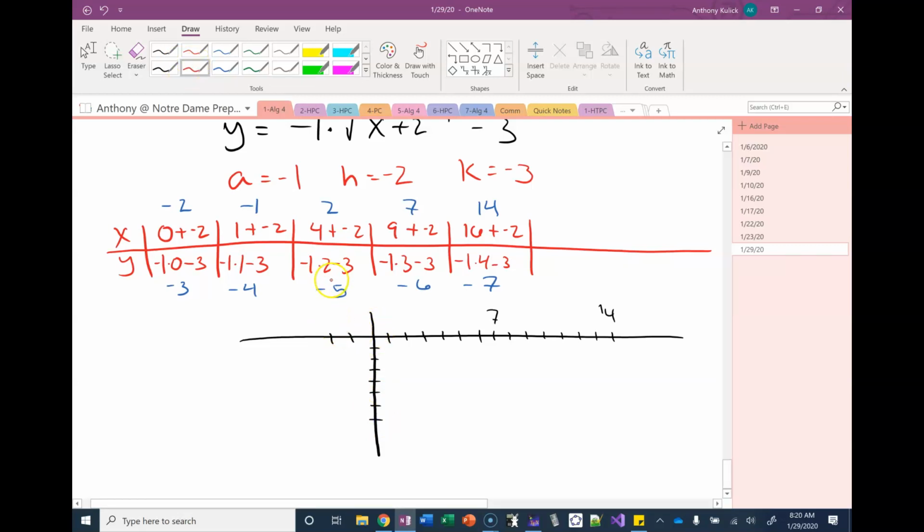So I'll begin by plotting -2, -3, and then -1, -4, and then +2 and -5, and then 7, -6, and then 14, -7. Oops. So how am I going to connect these points?